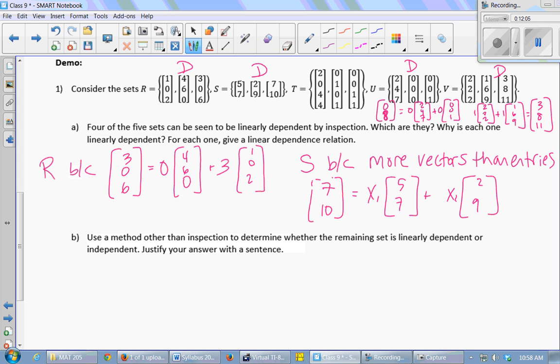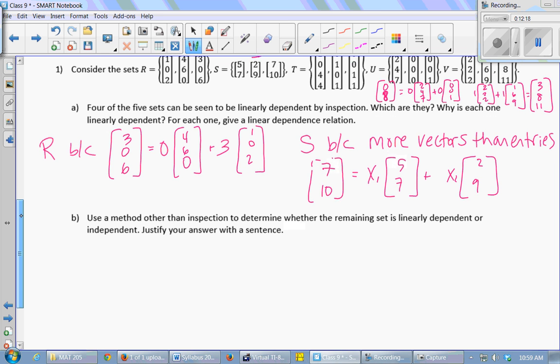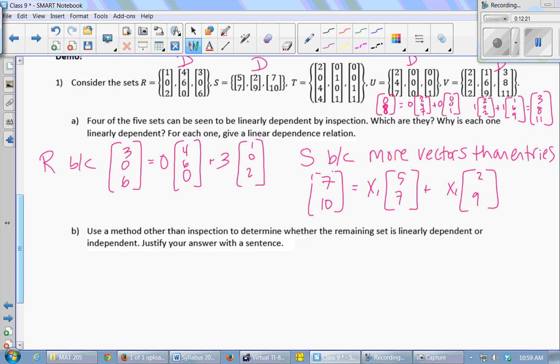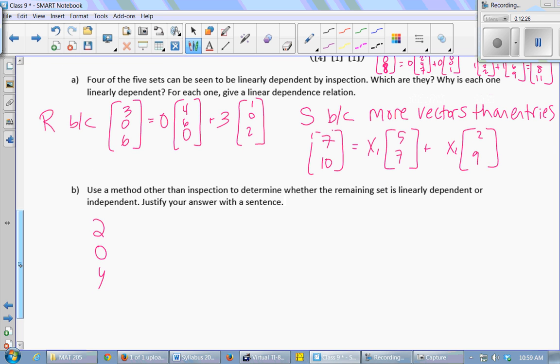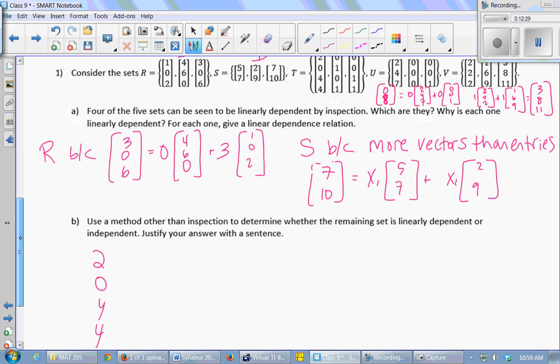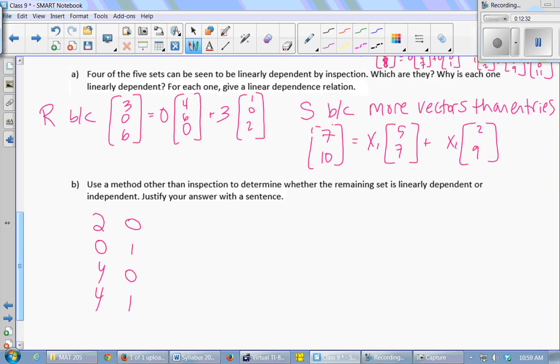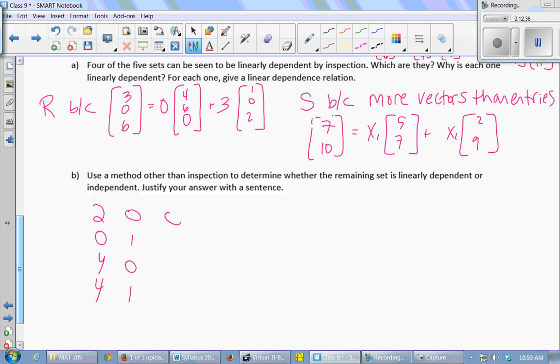So I think the third one's going to be independent. Yep. So we have to use some method other than inspection because it's not immediately clear whether it's independent or dependent. So I would row reduce it. Yeah, I'm going to take those columns as my matrix 2, 0, 4, 4, 0, 1, 0, 1, 0, 0, 1, 1. Augment it with zeros, right?